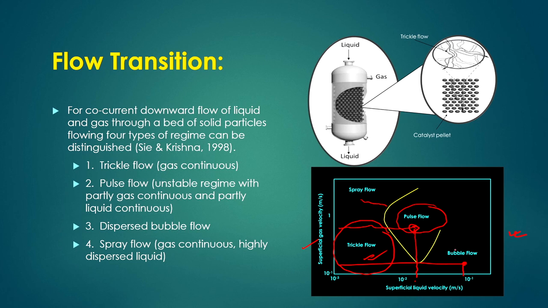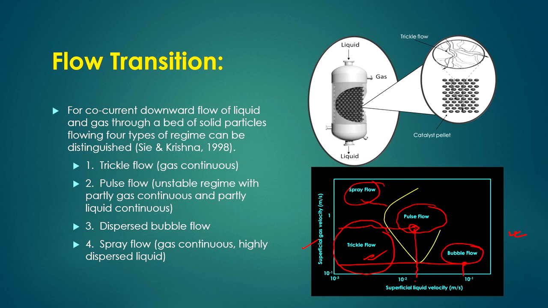Whereas to get the spray flow, you have to control the liquid velocity very low, that means less than 0.01 meter per second, and the superficial gas velocity will be higher than 1 meter per second, then only you can expect that spray flow. Whereas bubble flow will be at gas velocity smaller than 1 meter per second, but at high liquid velocity, around 0.1 meter per second.